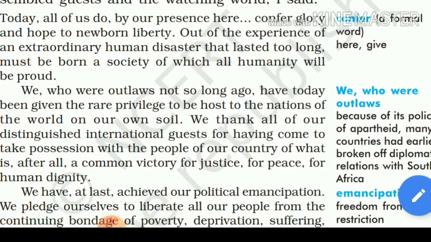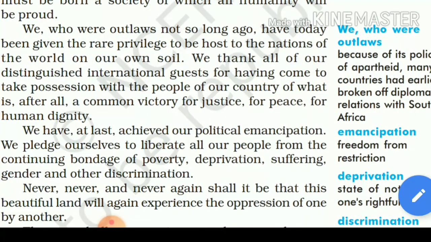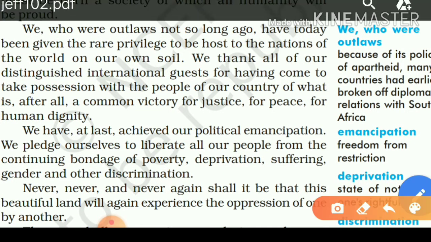We who were outlaws not so long ago have today been given the rare privilege to be the host to the nations of the world on our own soil. Now, we who were outlaws, just look at the meaning. Why does he say that we were outlaws?